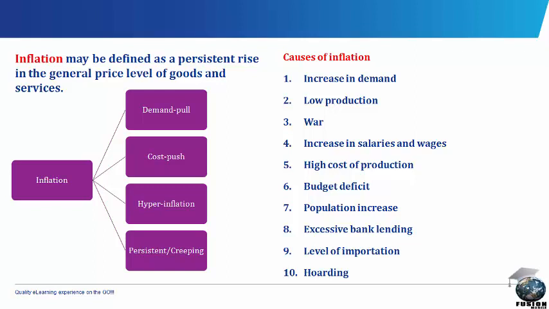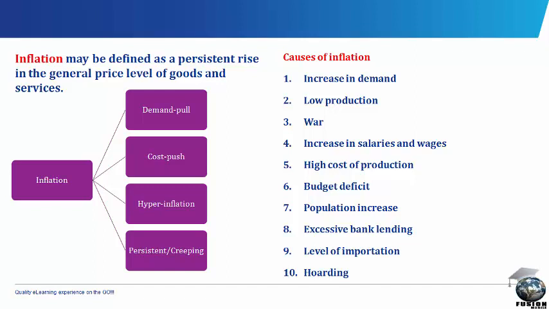Budget deficit. When government expenditure is more than its income, it results in a budget deficit, and this leads to inflation. Population increase. A sudden rise in the population will increase the demand for goods and services, and if there is no corresponding rise in supply, it will result in inflation.